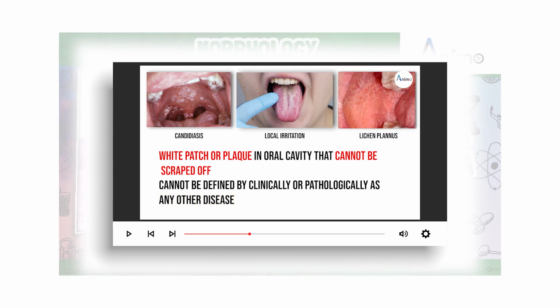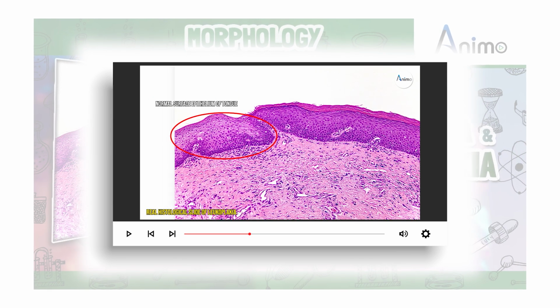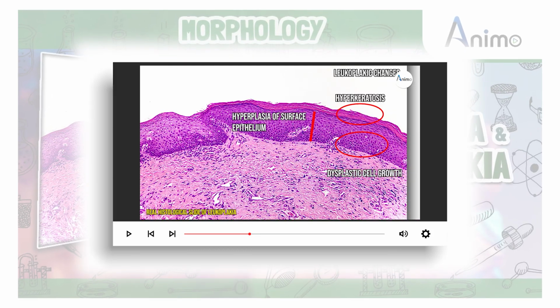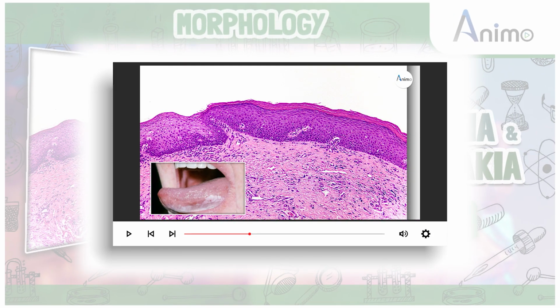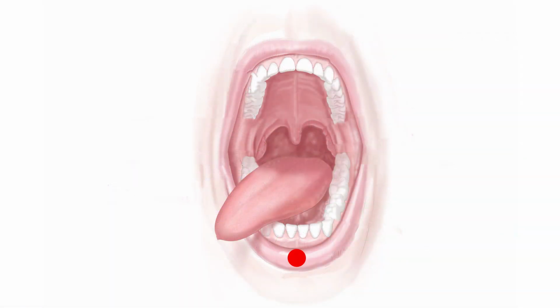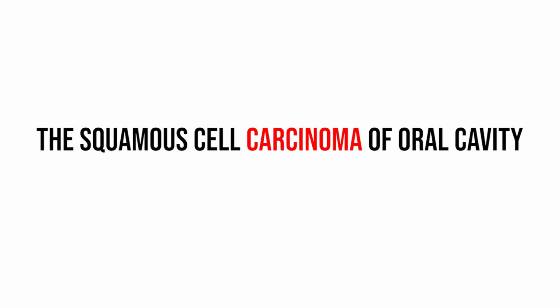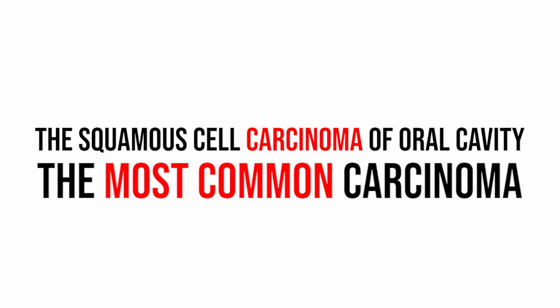In the last video, we discussed leukoplakia and erythroplakia. These were the whitish or reddish pearly plaques developing on the mucosa of the oral cavity. Suppose these changes are developing on the lower lips, gingiva, tongue, soft palate and the floor of the mouth. But when we take the biopsy of this patient, we find these are not leukoplakia and erythroplakia. This time it is the squamous cell carcinoma of the oral cavity, the most common carcinoma.